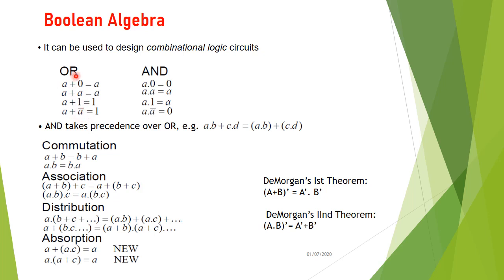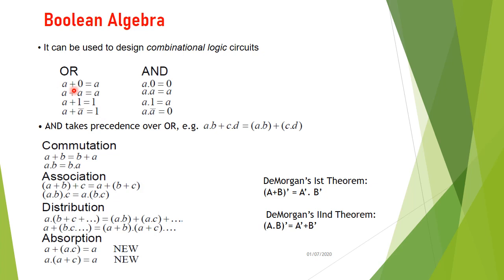So one by one, we will check what the result of ORing A with all these 4 variables will be. Whenever a variable is ORed with 0, the result of ORing will be the variable itself. Now, when variable A is ORed with the variable A itself, the result is also that same variable A. But when a variable is ORed with 1, the result is 1. When the variable is ORed with the complement of that variable, the result will be 1.